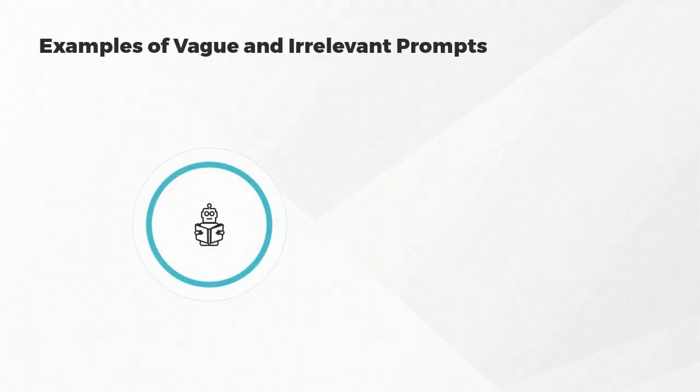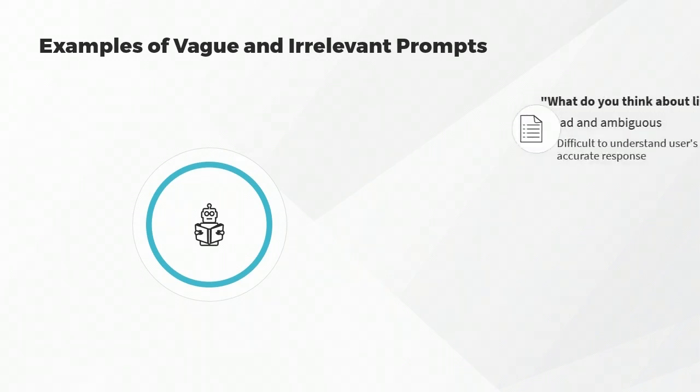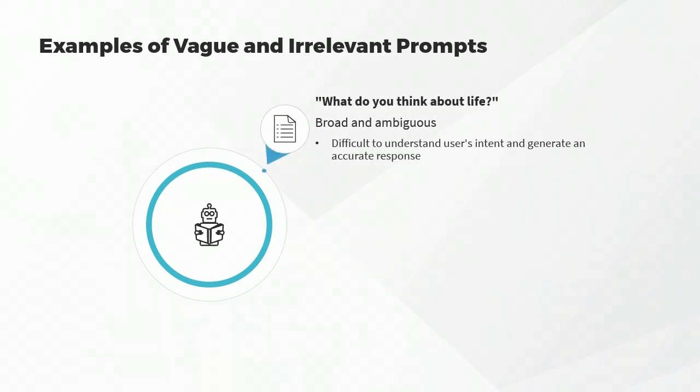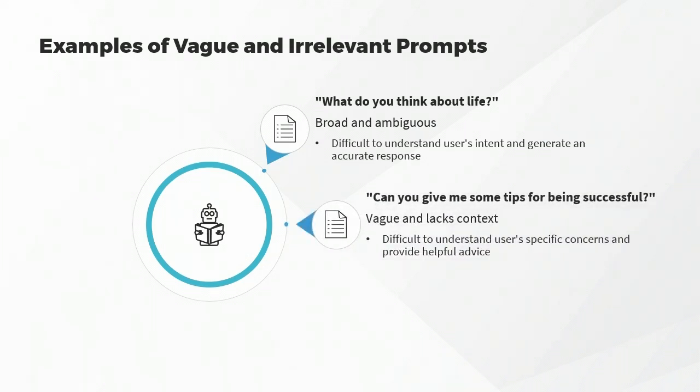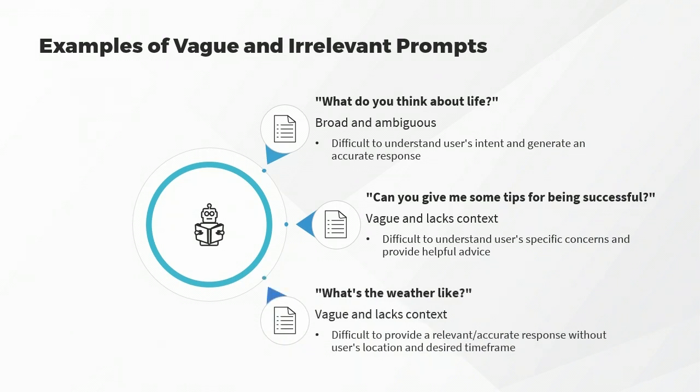Here are some examples of vague and irrelevant prompts. What do you think about life? This prompt is too broad and ambiguous, making it difficult for ChatGPT to understand the user's intent and generate an accurate response. Can you give me some tips for being successful? This prompt is vague and lacks sufficient context, making it difficult for ChatGPT to understand the user's specific concerns and provide helpful advice.